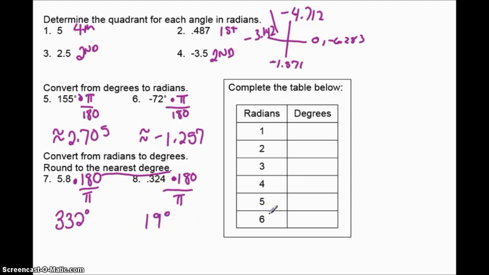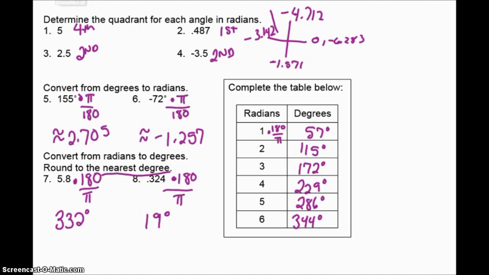Okay, so here, completing this table, you're simply going to take this number times 180 divided by pi, and you're going to repeat that over and over throughout the column. Okay, when you round off, you should get 57 degrees, 115 degrees, 172 degrees, 229 degrees, 286 degrees, and finally 344 degrees.